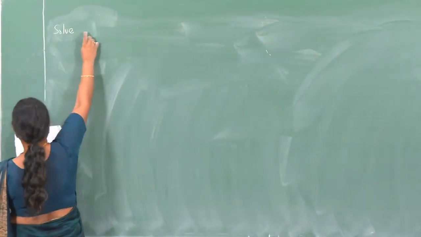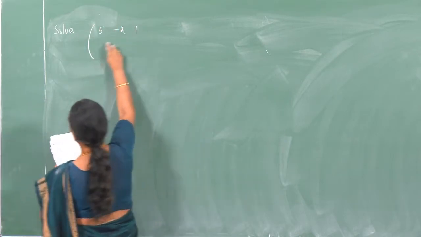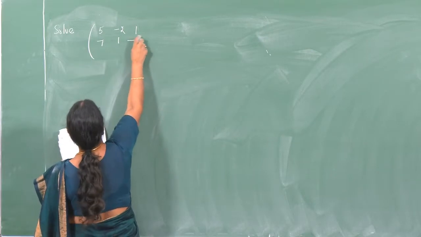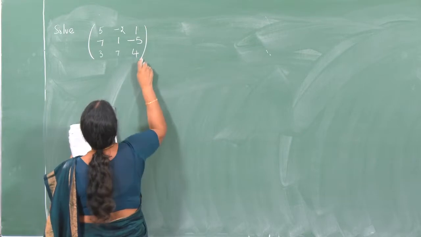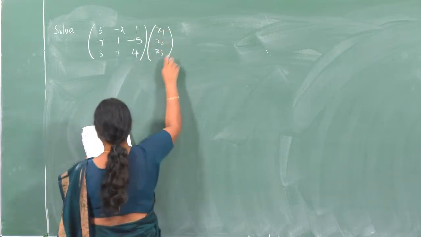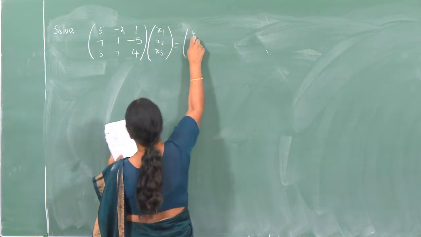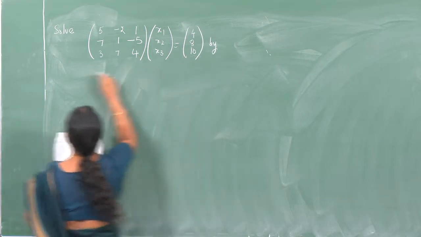So, let us solve the system 5 -2 1, 7 1 -5, 3 7 4 multiplied by x1, x2, x3 equal to 4, 8, 10 by Crout's method.